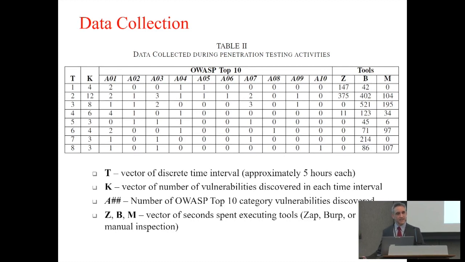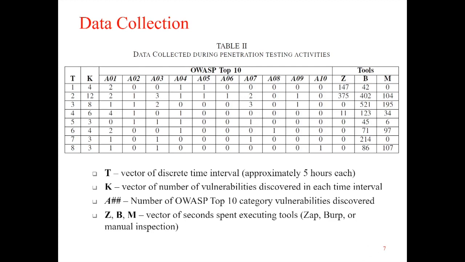And so this is our data set. Literally, I joked, if I could do this on a budget for a master's student, surely the United States government can do it for our critical national security programs. And what we did, I wish this had a laser pointer, but we've got 8 intervals. K is the number of vulnerabilities discovered in each of those intervals, and A1 through A10 are the decomposition of what class of those top 10 the category fell into.